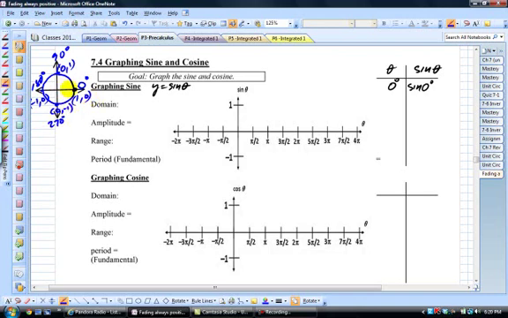Now remember, on the unit circle, let's label that 1, the sine of the angle is equal to the y-coordinate. The cosine of the angle is equal to the x-coordinate. You guys remember me saying that in previous lessons. So the sine of 0 is equal to the y-coordinate, so it has to be 0. That means that the sine function passes through the origin.